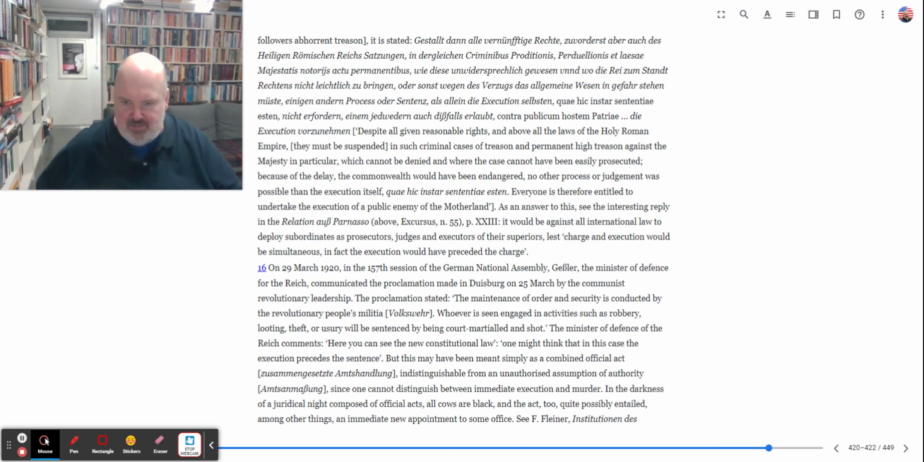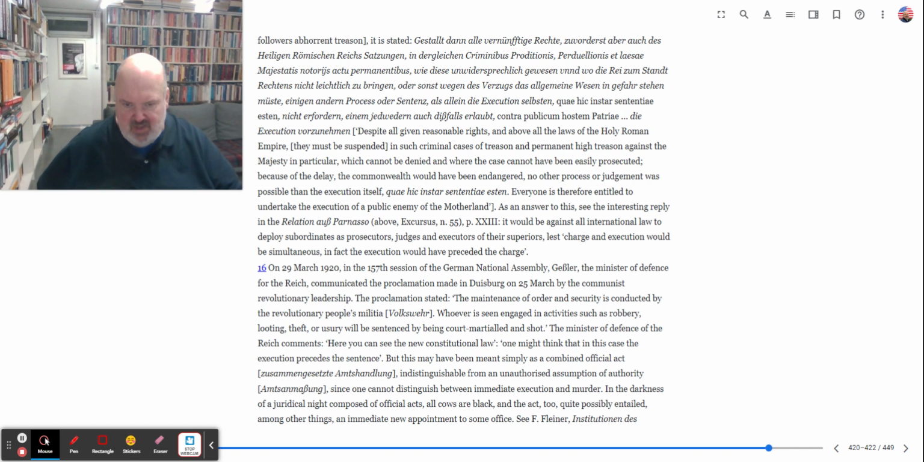On 29th March 1920, in the 150th session of the German National Assembly, Gessler, the Minister of Defense for the Reich, communicated the proclamation made in Duisburg on 25th March by the Communist Revolutionary Leadership. The proclamation stated: "The maintenance of order and security is conducted by the Revolutionary People's Militia. Whoever is seen engaged in activities such as robbery, looting, theft, or usury will be sentenced by court-martial and shot."